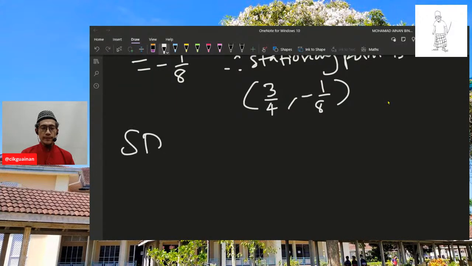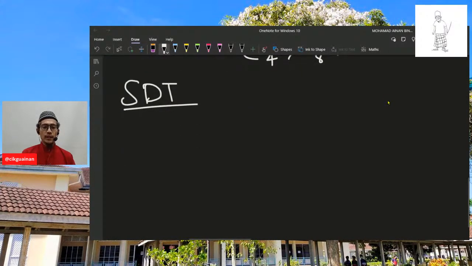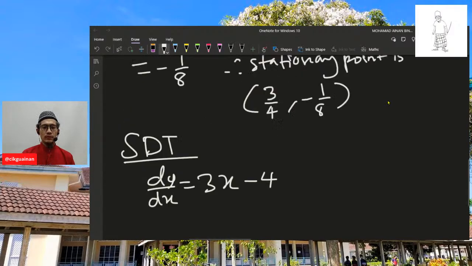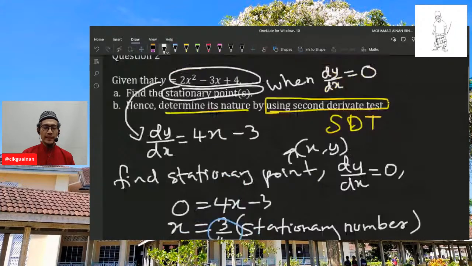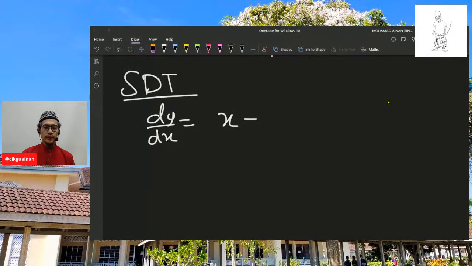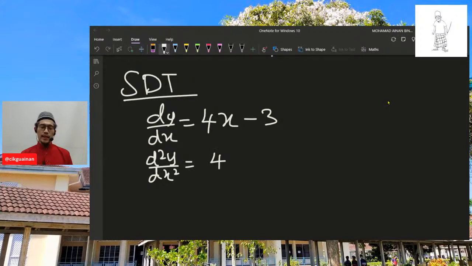So, let's do the second derivative test. How to do it? First, find the second derivative. Just now, dy/dx is 3x minus 4, isn't it? No, 4x minus 3. Masya Allah, my mistake. Okay, now let's find the second derivative. The second derivative is this, which is 4.